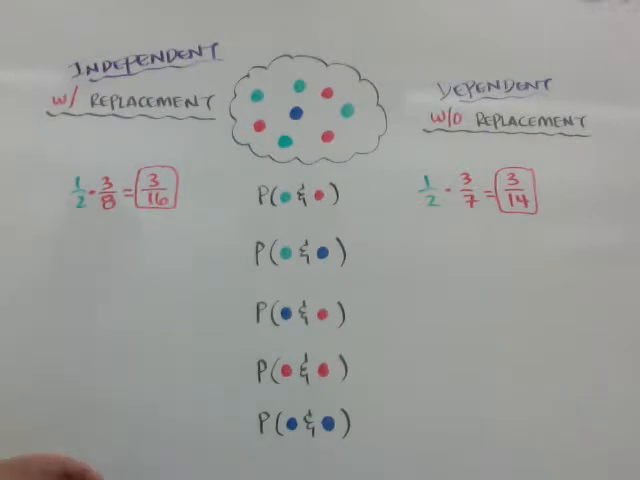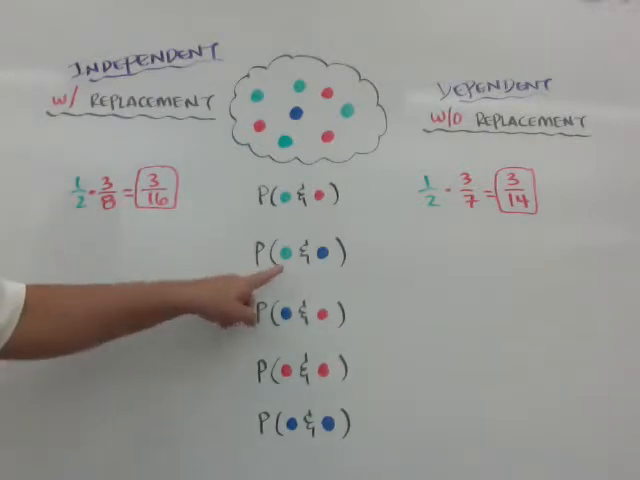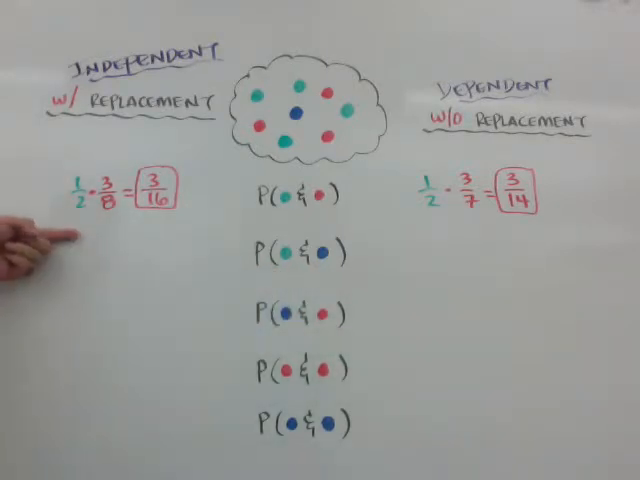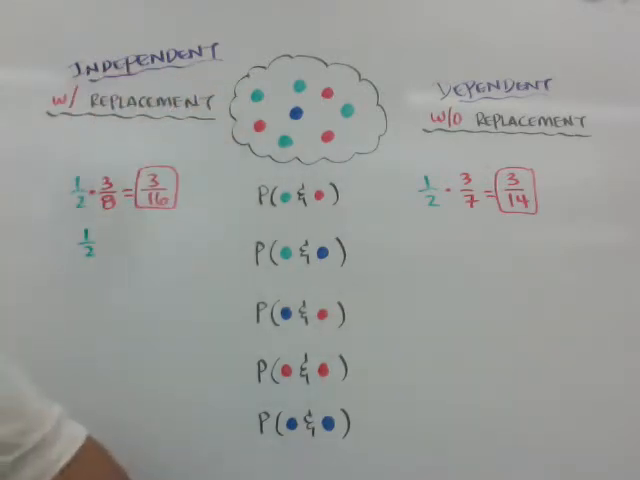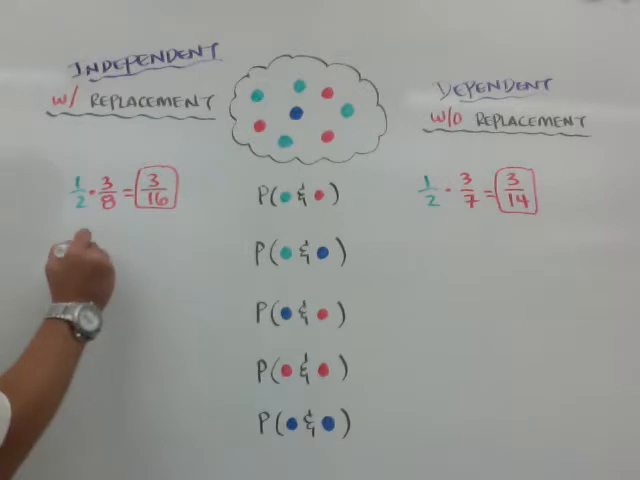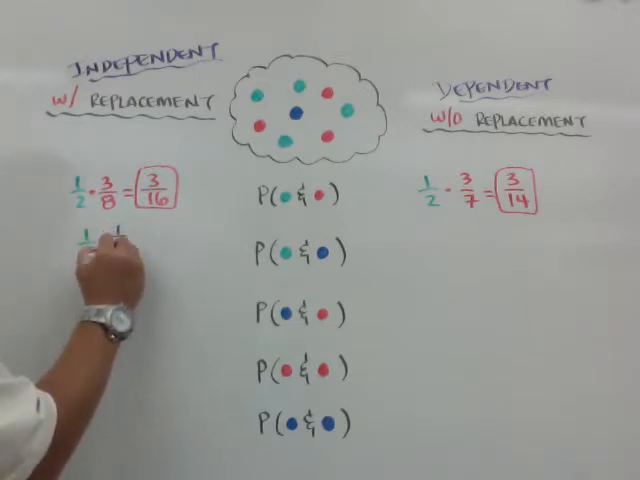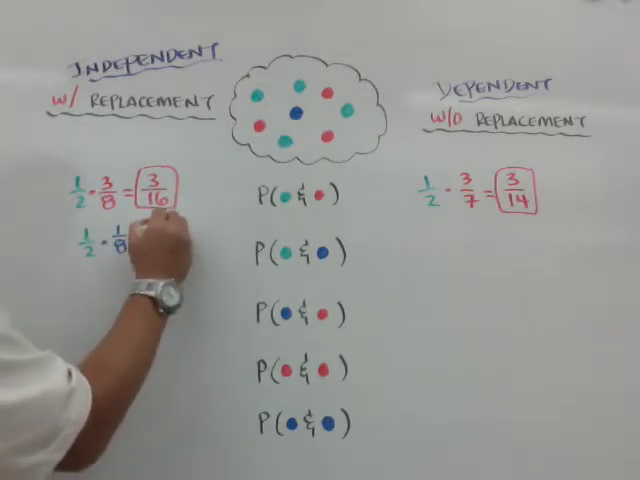And now let's do this one. So probability of a green and then a blue with replacing. So again, the green is still 1/2, 4 out of 8. And if you put it back in, the probability of the blue is 1 out of 8. And you just multiply it and you get 1 out of 16.